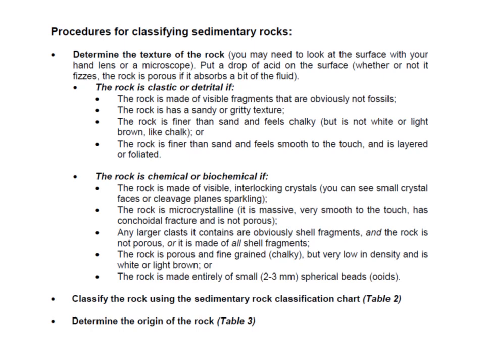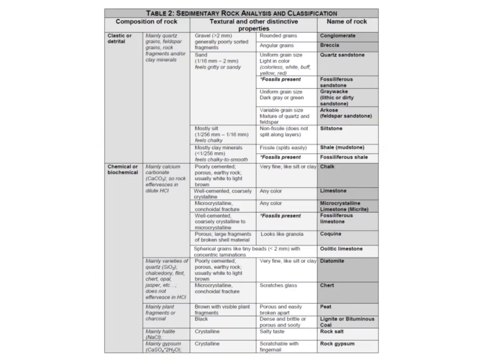Now, in your lab printout, you have a couple of tables. Table 2 is the way that we classify rocks using sedimentary parameters. And then table 3 tells you where some of these rocks originated. So here's table 2. These are our sedimentary rock analysis and classification. Notice the top half is clastic or detrital.